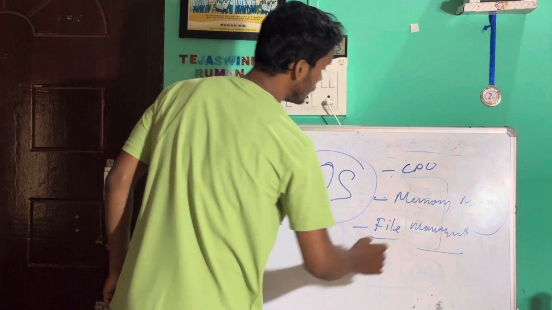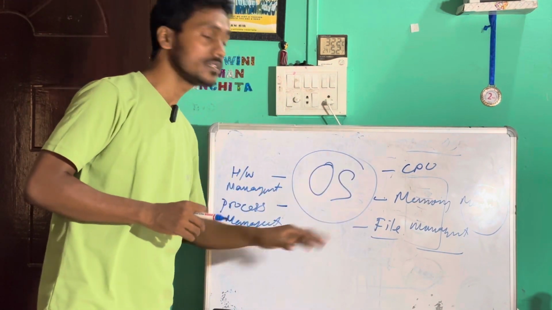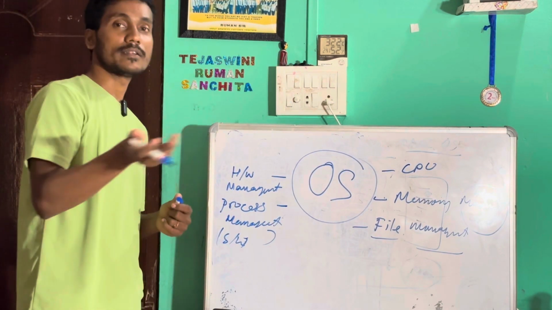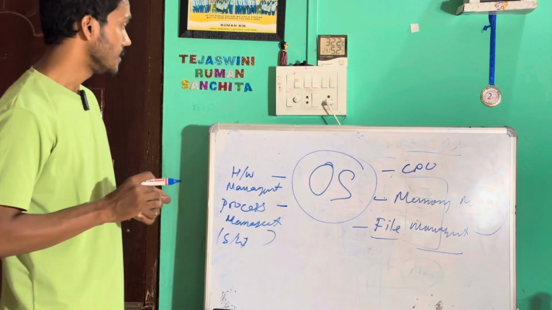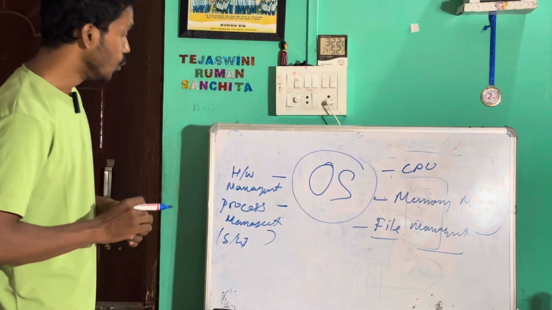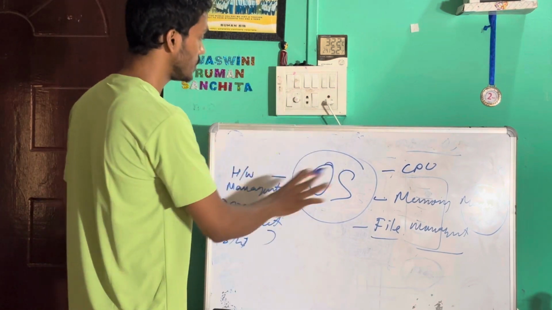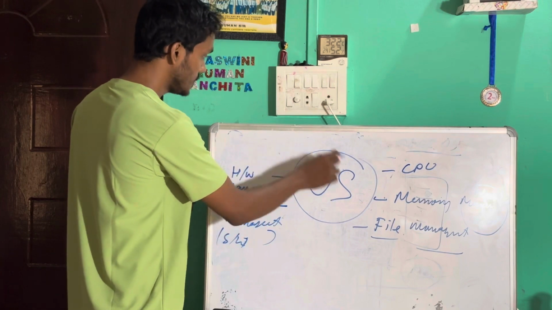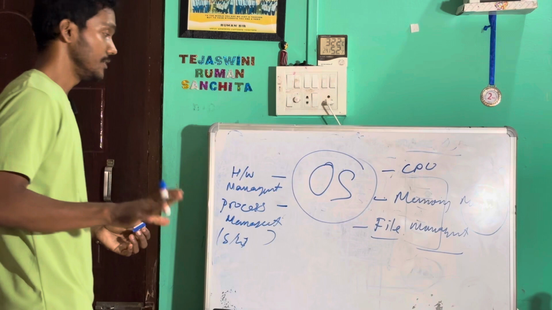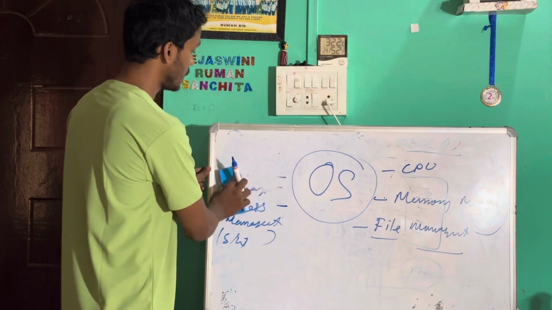File management is when you want to store anything in the computer in the form of a file, the operating system will help you write this to the hard disk, or nowadays SSD. The operating system will take care of all the low level or machine level activity, the main activity of the system. These are the different activities or functionalities of the operating system. So one of the major system software components is the operating system.